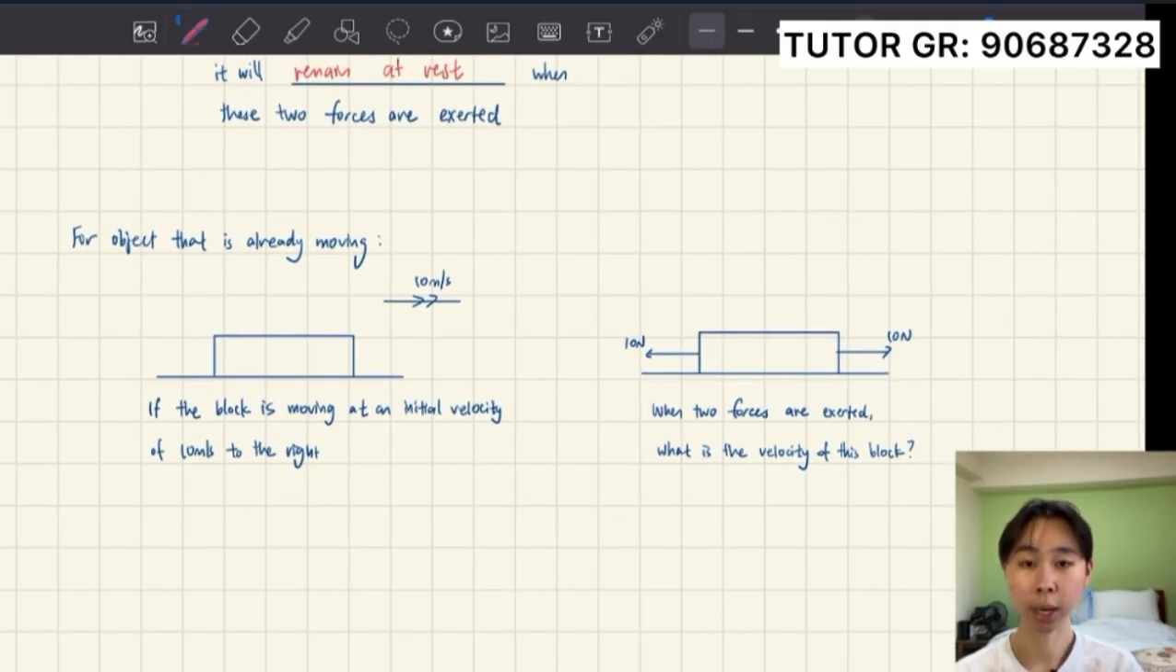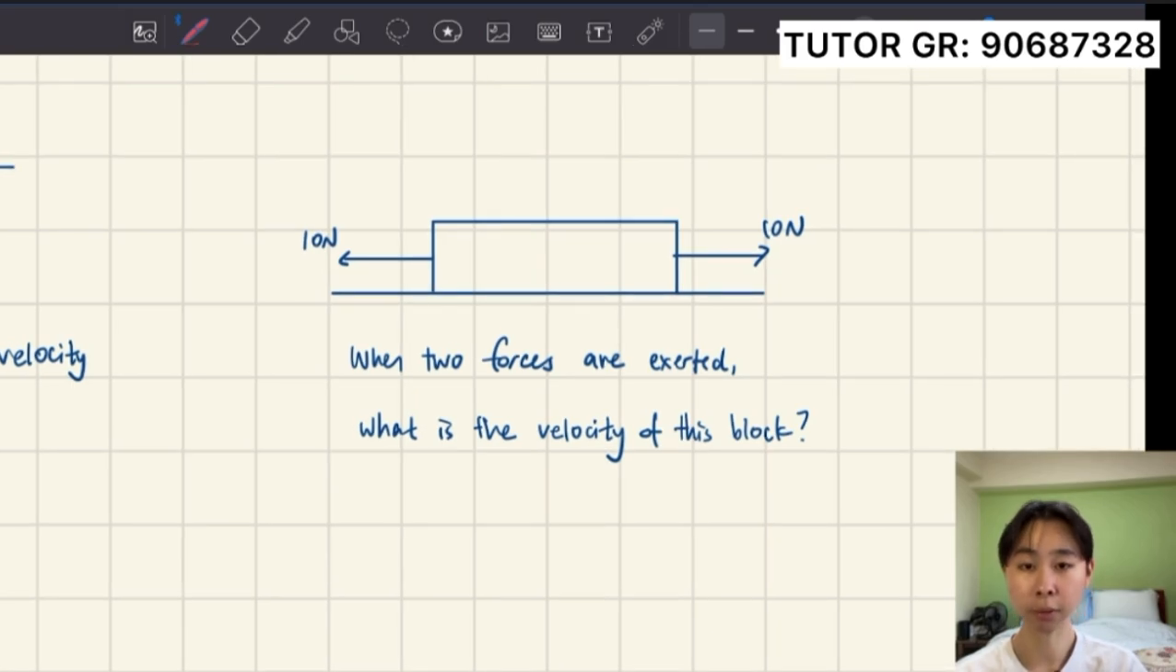Second scenario, for an object that is already moving. Let's say I have an object going towards the right hand side at 10 meters per second, so the initial velocity is 10 meters per second towards the right. Let's say I have two forces acting on this block, in both directions, with the same magnitude also. What will happen to this object? What speed will it be moving at? Will it be going at 0 meters per second, or at 10 meters per second?